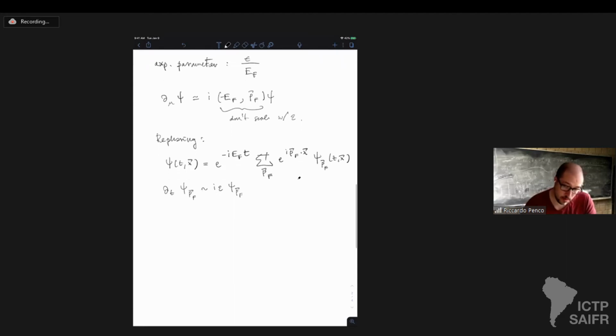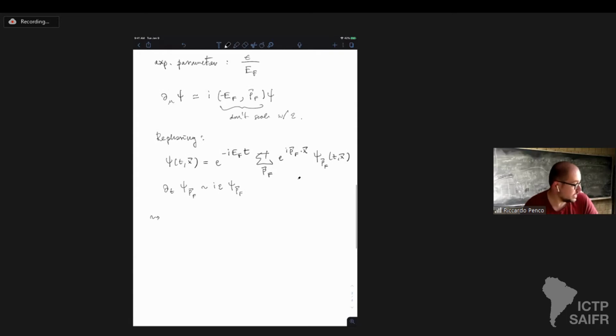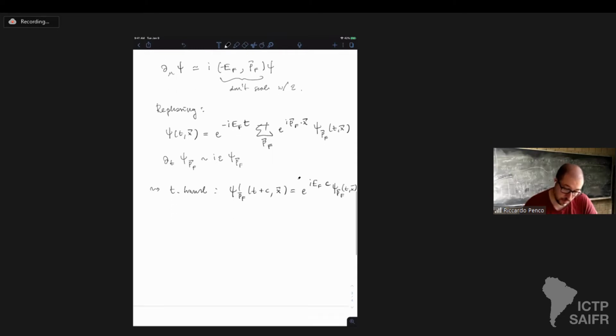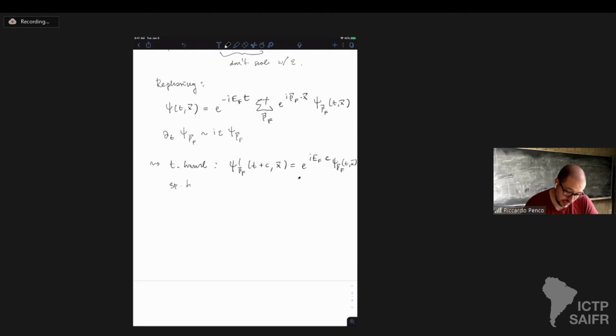But for now, before doing that, let me briefly discuss how the symmetries acting on psi translate to the symmetries acting on these new fields, psi of PF. Okay. So we have time translation. Now psi prime of PF of t plus c and x will be equal to e to the i E_F c psi PF of t and x. We have spatial translations.